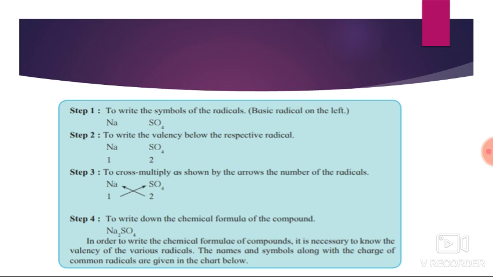Why the bracket? We put SO4 in a bracket, because SO4 is already a compound, a combination of sulfur and oxygen. So we have to make a bracket and then write the extra number, that is 3. Then only it will be applicable for both sulfur and oxygen. If we just write it with the oxygen, then it will be applicable only for oxygen. It will be wrong. So in order to write the chemical formula of compounds, it is necessary to know the valency of the various radicals.